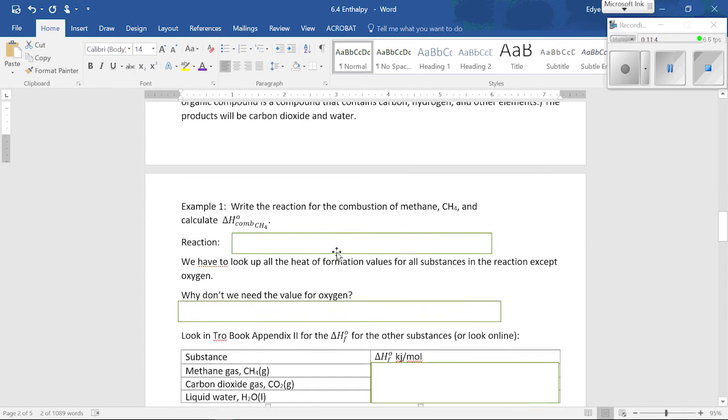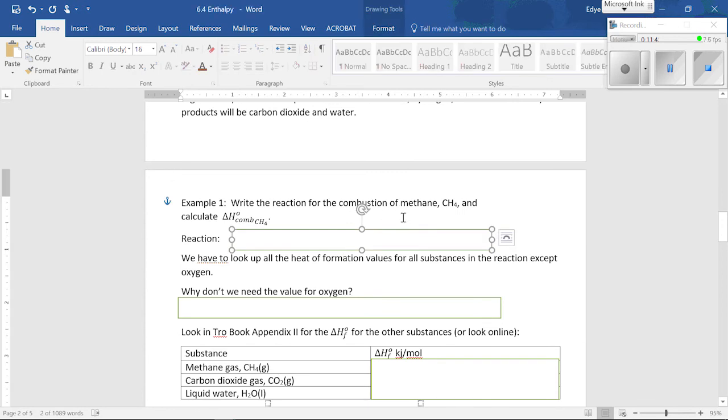So let's try one. Write the reaction for the combustion of methane, CH4, and then we're going to look up the values for the heats of formation for all of the substances in there to calculate the heat of combustion for methane. So first we just want to do the combustion reaction. Combustion says you take your substance, there it is, CH4.